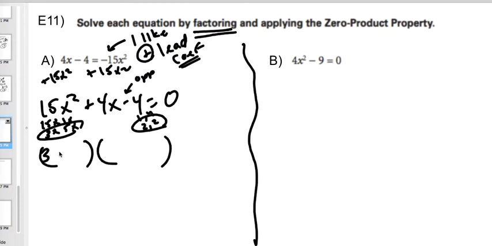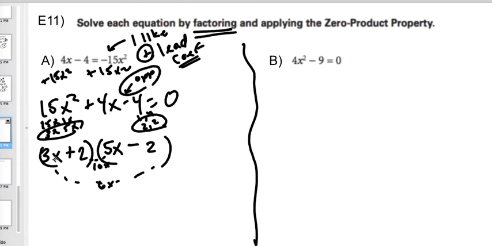So I get a 3x and a 5x. If I put the 2's here, I recognize that this is going to give me a 6x, and this is going to give me a 10x. Since I want them to subtract to a positive 4, I need the 10x to be positive and the 6x to be negative. So this will be a negative 6x and a positive 10x, and sure enough, there's my 4.